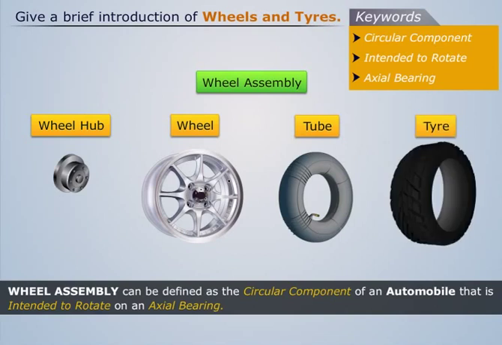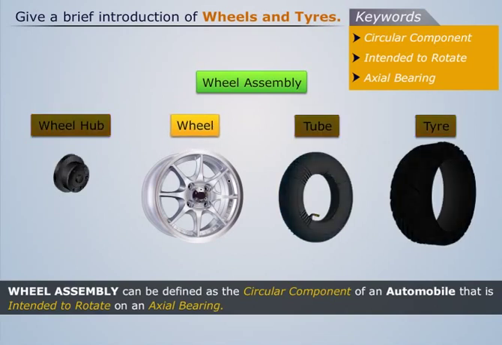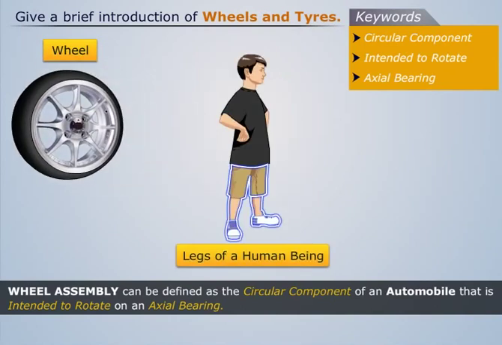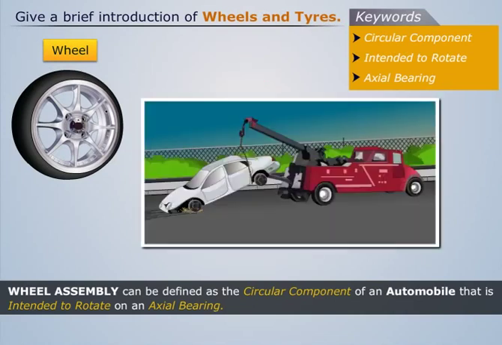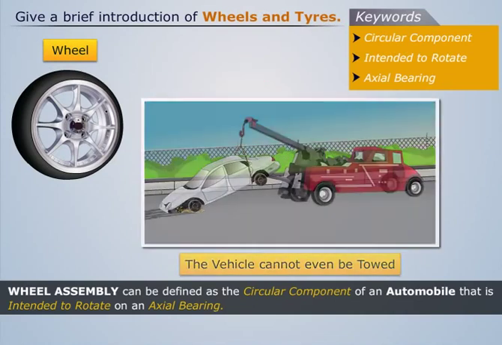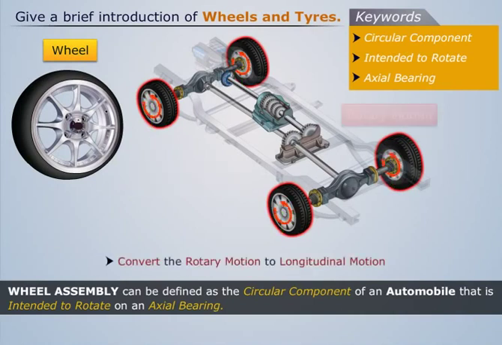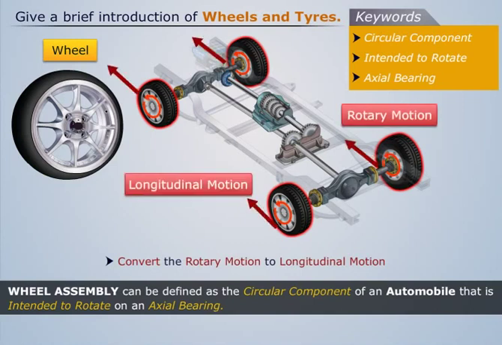Now let us discuss about the wheel in brief. Wheels of an automobile are similar to the legs of a human being. The vehicle cannot be towed without the wheels. They support the whole weight of the automobile and also convert the rotary motion of the axle to longitudinal motion of the vehicle.